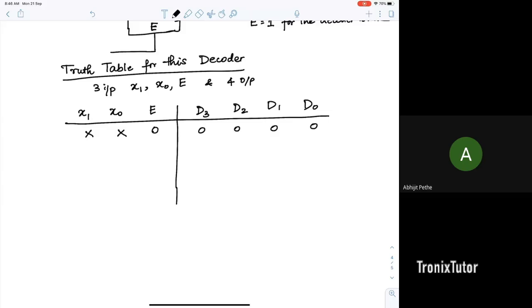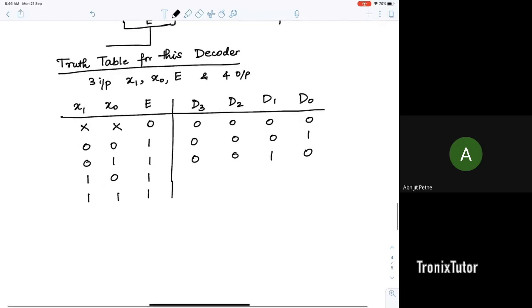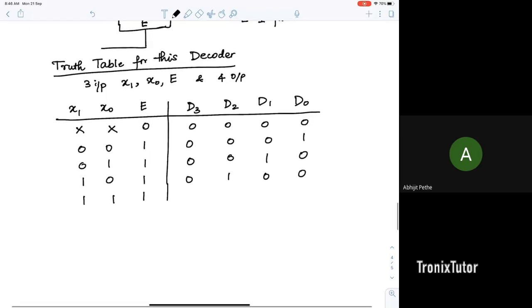So the data sheet will clearly tell you what happens when the enable is not high. Only when enable is high will this decoder work. So when it's 0, 0, the only term that comes up is D0. When it is 0, 1, the only term that comes up is D1. 1, 0 is D2. So this goes as 0, 1, 0, 0. And D3 is this. So this is the truth table for this decoder.